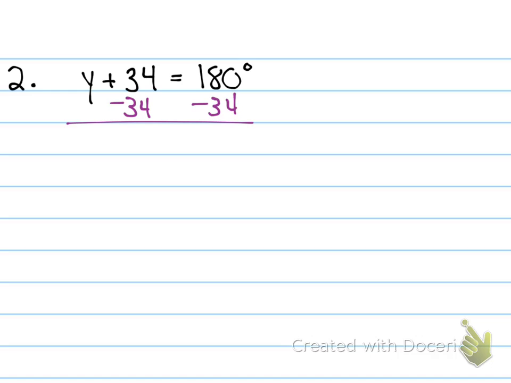All right, so what's my equation? Y plus 34 equals 180. The two angles that lie on that line are supplementary. So now I subtract 34 from both sides. And what's my answer? Y equals 146 degrees. Don't forget your degree sign. All right, who got it right? 146 degrees.